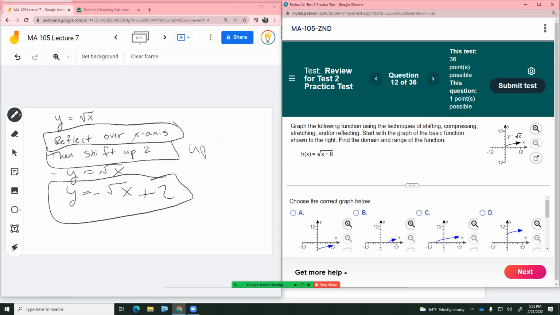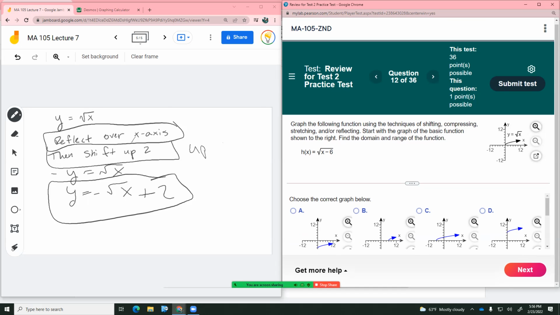So the first thing we're going to do is we've got h of x is equal to square root of x. I mean, we're almost 1/3 of the way done. We're doing pretty good. We got h of x is equal to square root of x minus 6. So the first thing we're supposed to do is choose the correct graph. That means we're moving 6 to the right. This is on the inside. So I'm going to go with B.